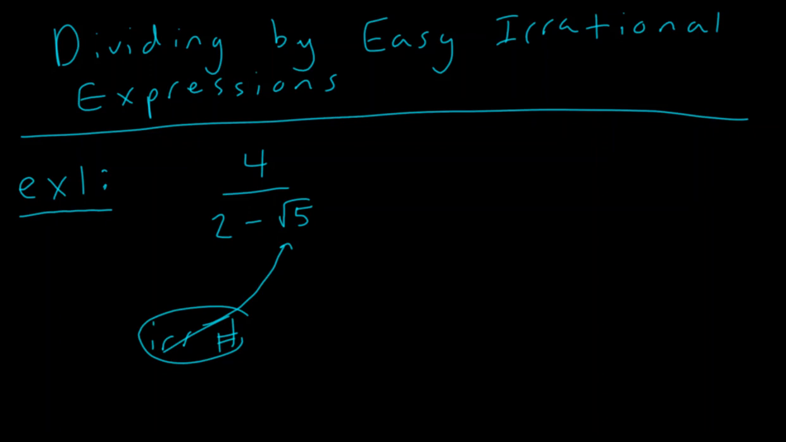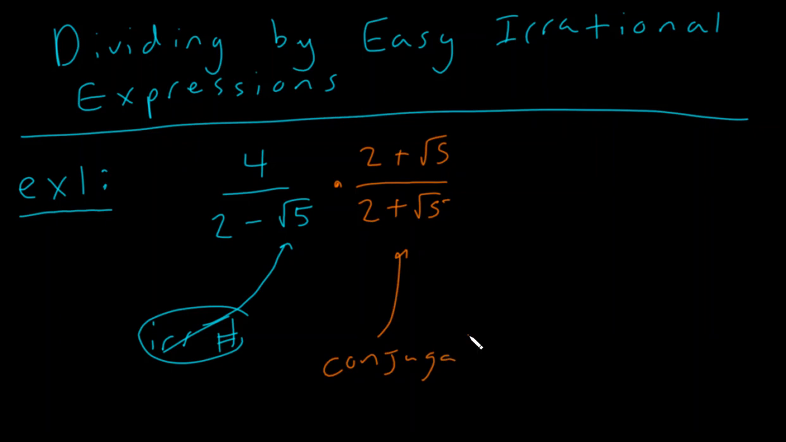Well, we're going to multiply by something called the conjugate. So check this out. This is the conjugate of 2 minus the square root of 5. The conjugate is 2 plus the square root of 5. Notice all we did was change the sign in the middle. And if we multiply the bottom by 2 plus the square root of 5, we're going to multiply the top by 2 plus the square root of 5. Now from here, and once again, let me go ahead and label this. This is the conjugate. Let's go ahead and see what happens.